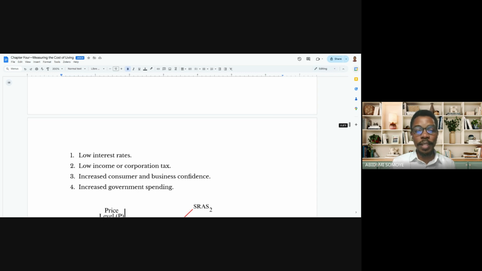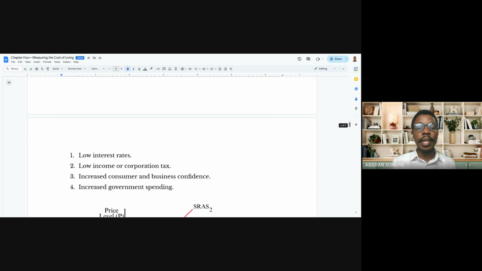Low income or corporation tax. If the tax which the government levies on, let's say, businesses or salary earners is low, that will also increase their purchasing power and their capacity to spend, and so that would also shift AD to the right. Increased consumer and business confidence. If people feel very confident about the direction in which their country is going, they don't have any issue investing and spending within the economy, because they know things are moving in the right direction.